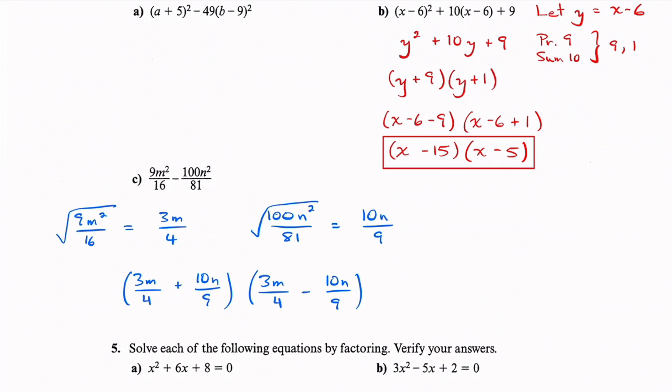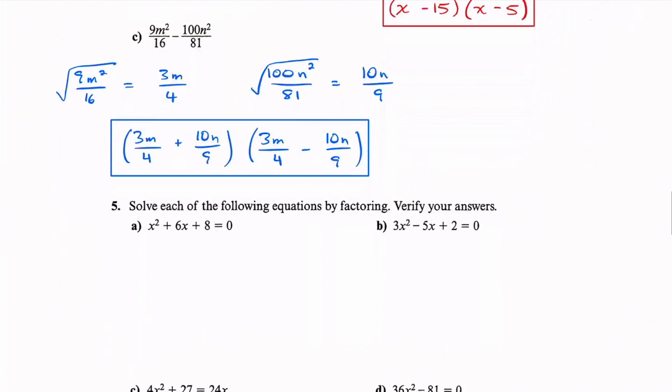So one has a plus and the other one has a minus, and the order of these doesn't matter. You could flip it and it would still be the same thing. Moving on to number 5.